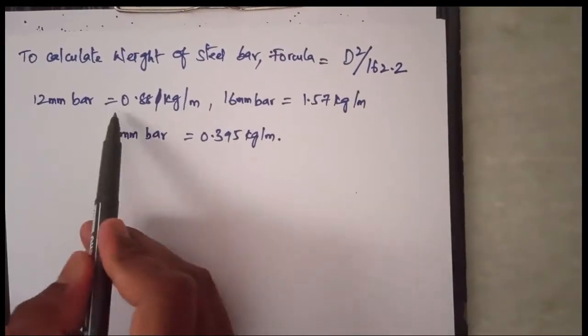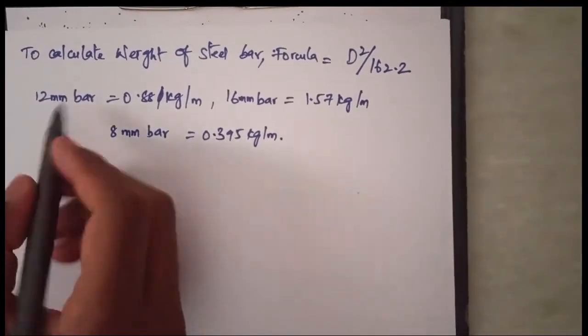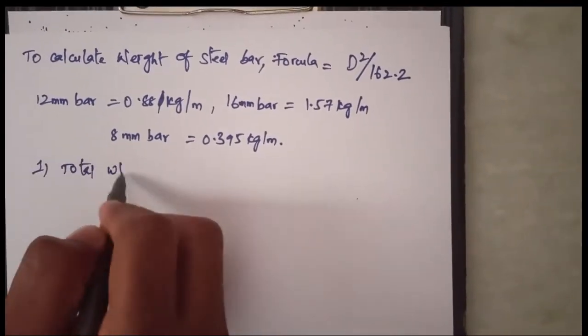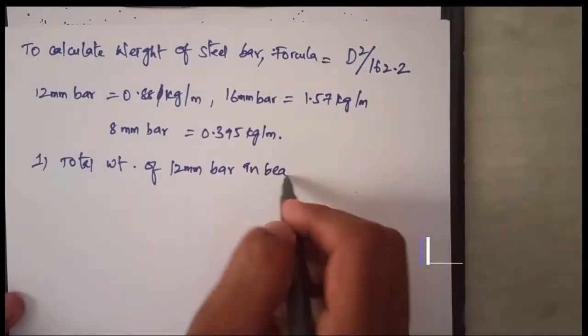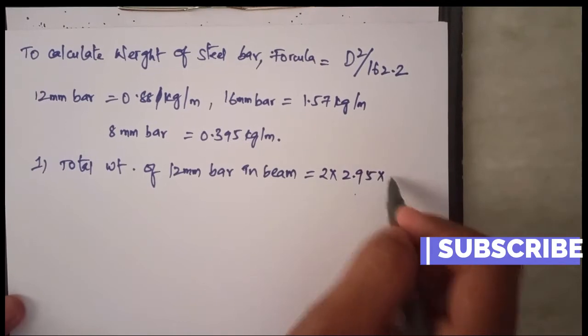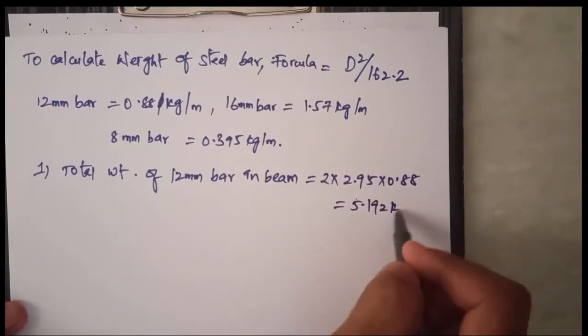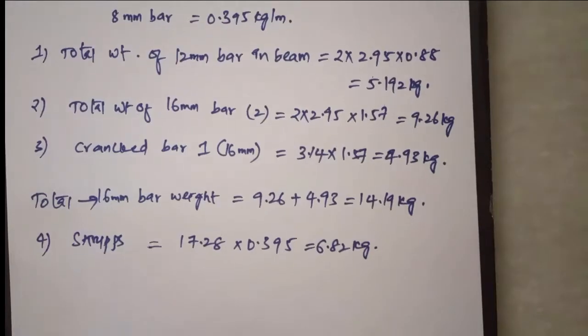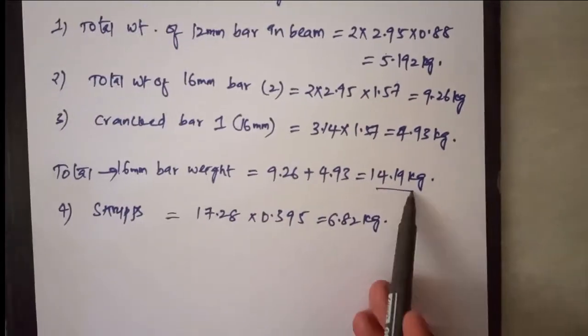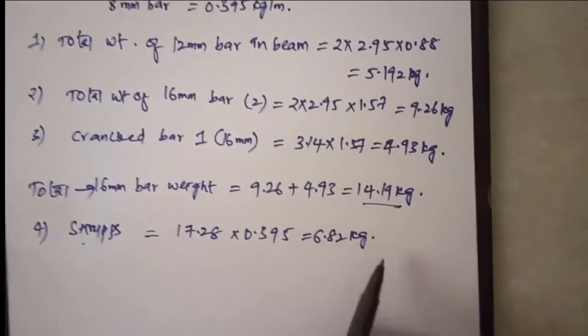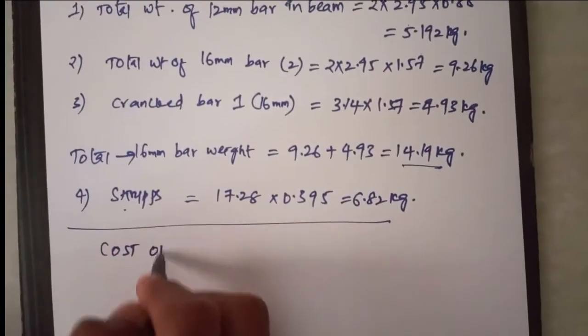Then to calculate the weight of the steel bar, the formula is d square by 162.2. D is the diameter of the bar. For the 12 mm bar and 16 and 8 I have calculated the weight of the bar. Then total weight of the 12 mm bar is 2 into 2.95 into 0.88. Then you get all the steel bars, 16, 8, 12 mm bars.